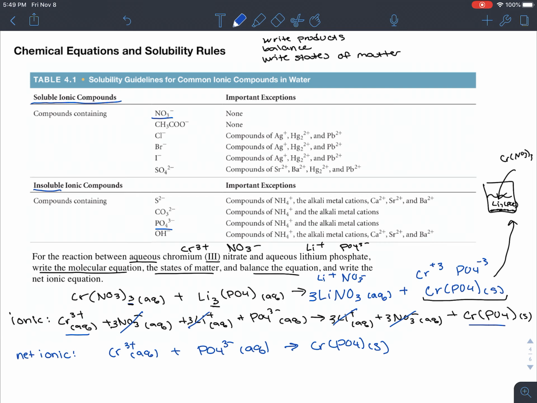So the key is to write your reactants and products, the states, and then balance. When you're writing your ionic equation, make sure you write the coefficients. I did it here, and then I just forgot here. Because there's a lithium 3, there's 3 lithiums when you're writing the ionic. Because there's a 3 on the outside of the nitrate, there's 3 nitrates.